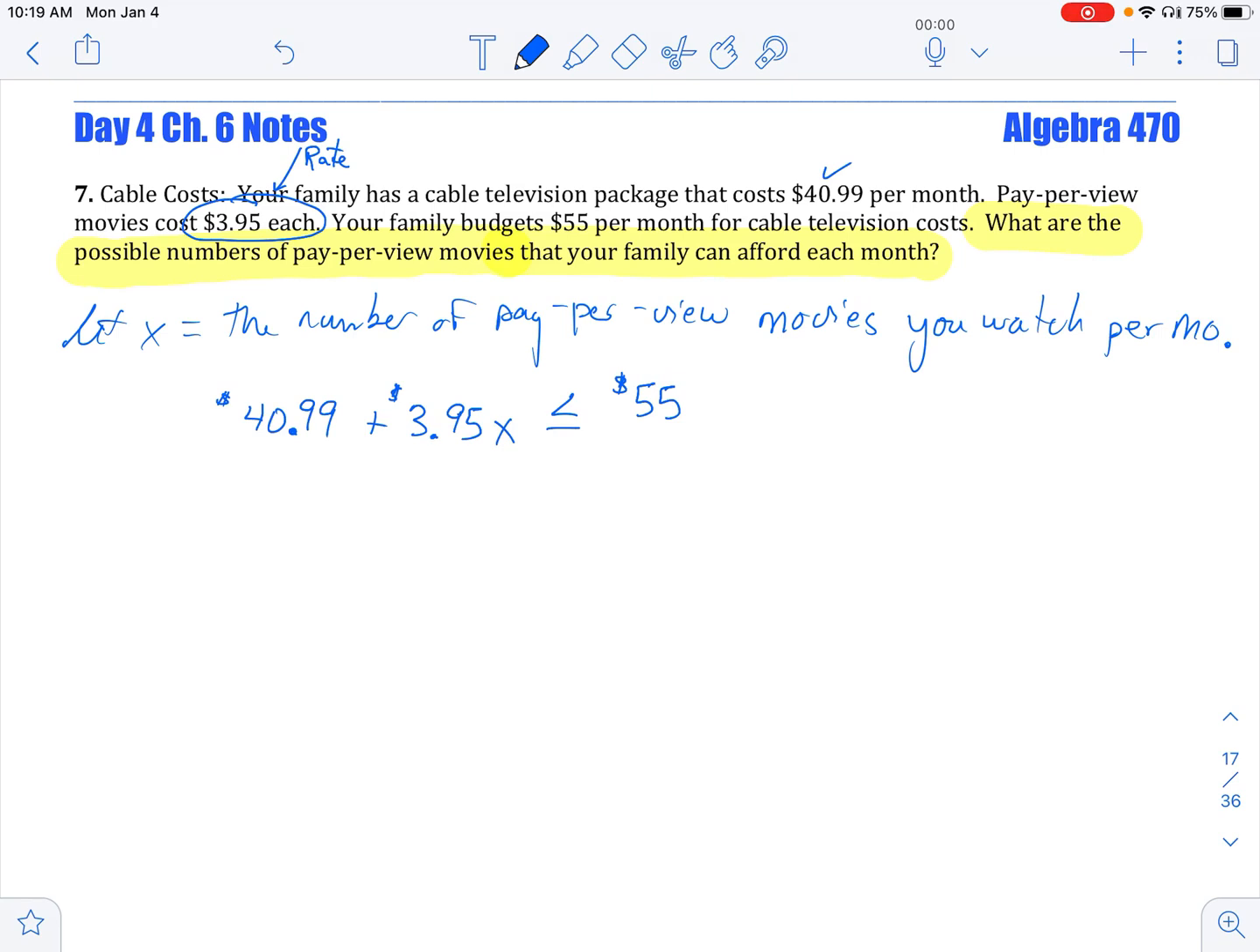If we would like to continue solving here, we need to think about how we're going to go about solving this, which is going to be working to get x by itself. So I'm going to subtract $40.99, and I'm going to subtract $40.99. I'm going to be left with $3.95 times the unknown number of pay-per-view movies we're going to watch, and that is going to be less than or equal to $14 and a penny.